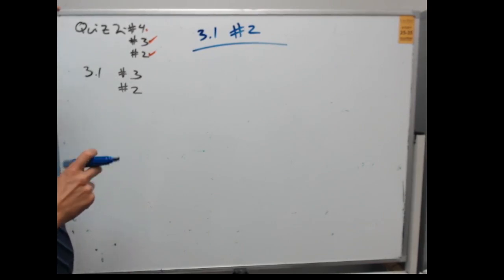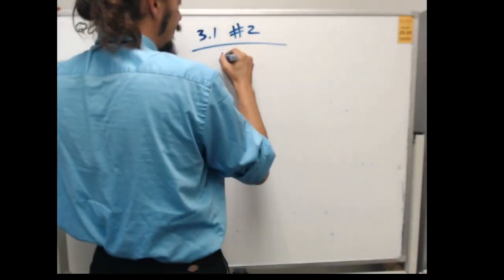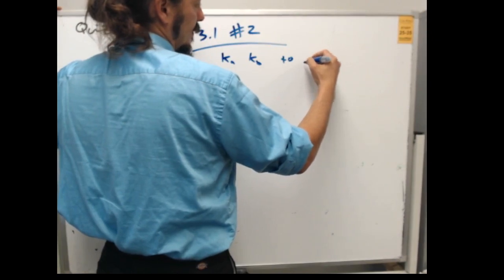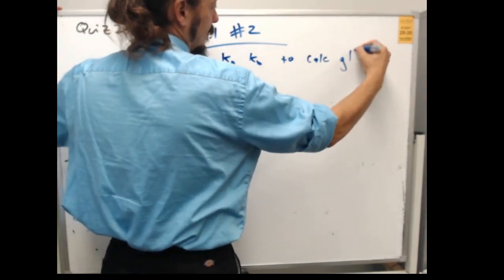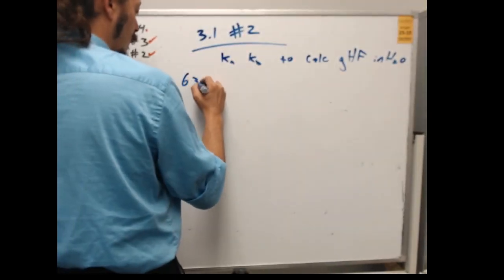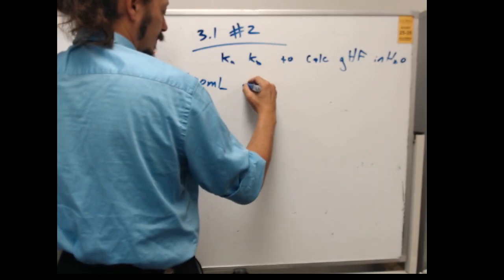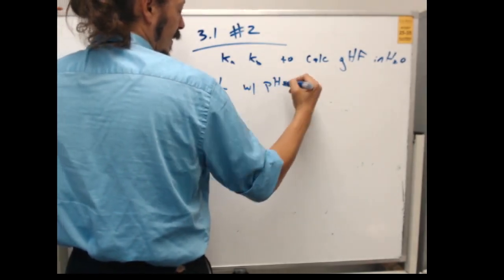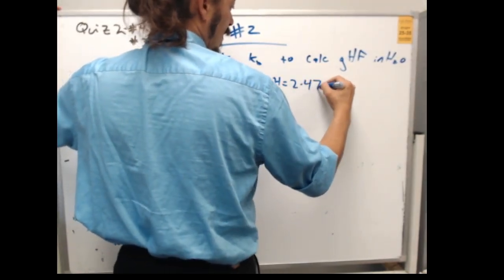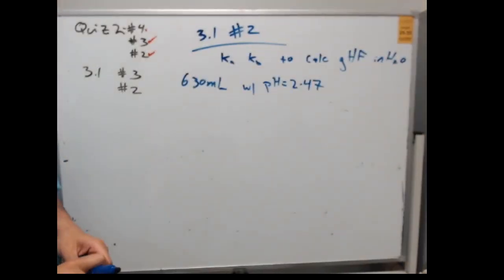So, 3.1 number 2, who's got that handy? Use Ka and Kb values from the equation sheet provided in the Chem 3 equation sheet. How many grams of HF must be dissolved in water to create 630 milliliters of solution with a pH of 2.47? And do not use x is small if you do not need to. What was that pH? 2.47. Okay, so not lots in terms of numbers. All we get is 2 numbers. That's not a lot of explicit information.